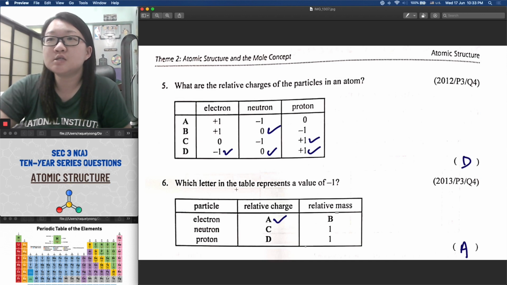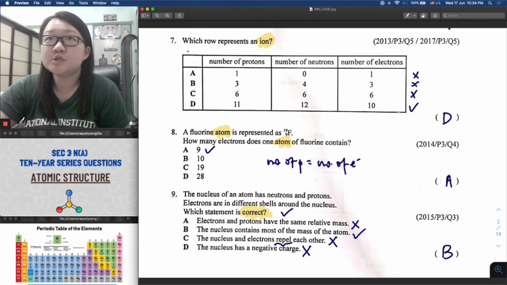Question 6. Which letter in the table represents a value of -1? So if you know that electrons are negatively charged, straight away you know the answer is A. This one is very easy. Question 7. Which row represents an ion?